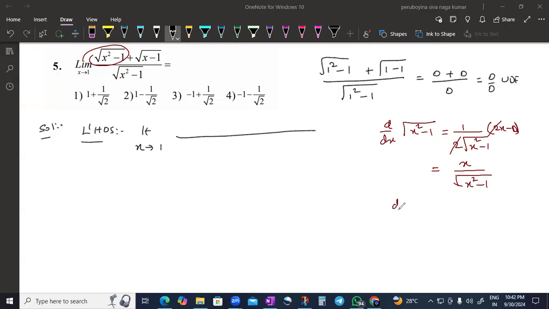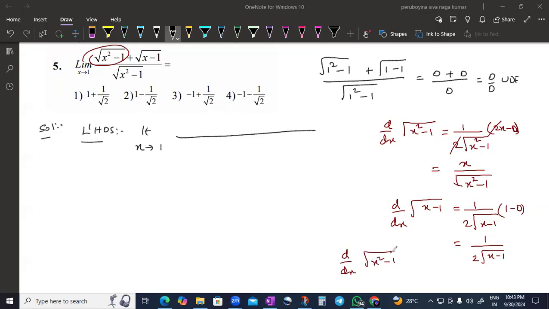And the next, in the same way, we'll perform d by dx of root of x minus 1. So root x derivative is 1 by 2 root x. And this is not x, actually it is x minus 1. X derivative is 1, 1 derivative is 0. So therefore, it will be 1 by 2 root of x minus 1. And next, we have d by dx of root of x square minus 1. We already did this, right? Okay.